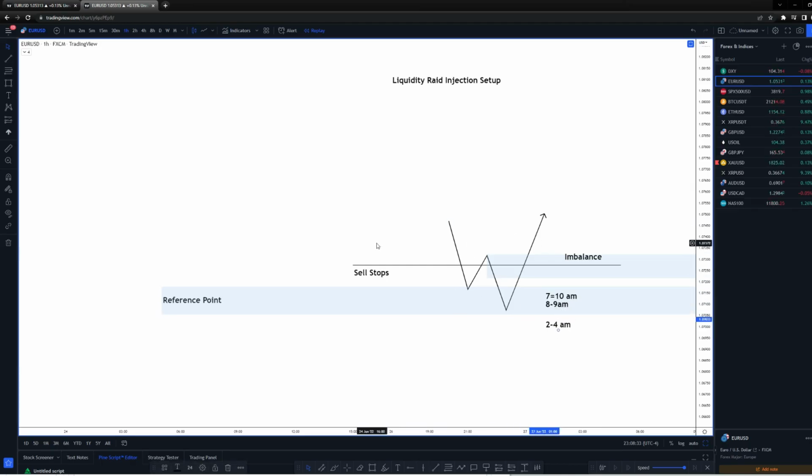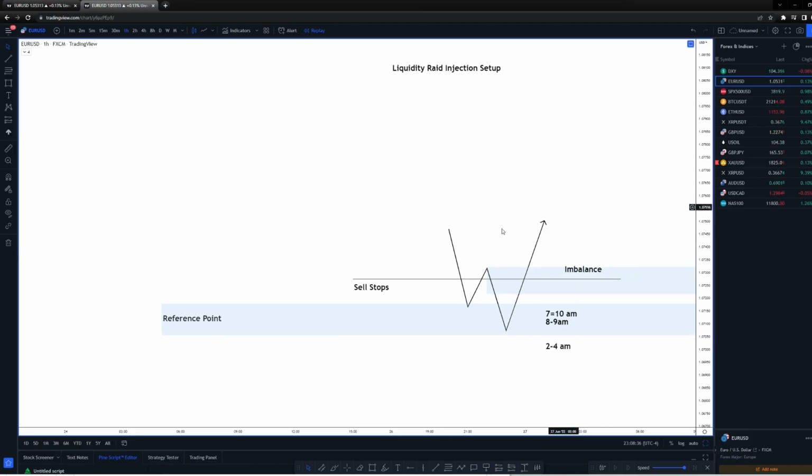Now, the key thing is just that the price goes below some key level. It could be a prior day low, or a prior session low. Ideally, I usually prefer a prior day low or a prior weekly low, and then it hits the reference point, and then right around, let's say, that 8 to 9 a.m. hour or up to 10 a.m., we see that very strong impulsive move, and then we have an imbalance that gets created.